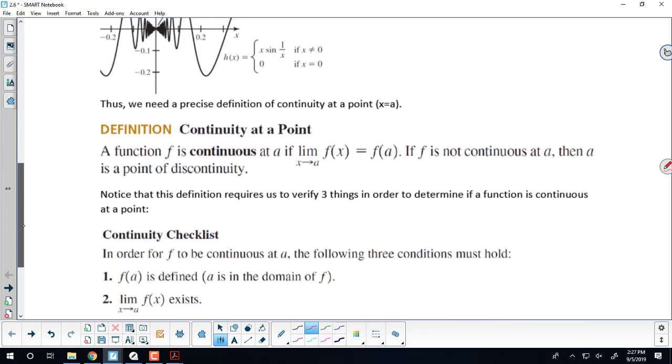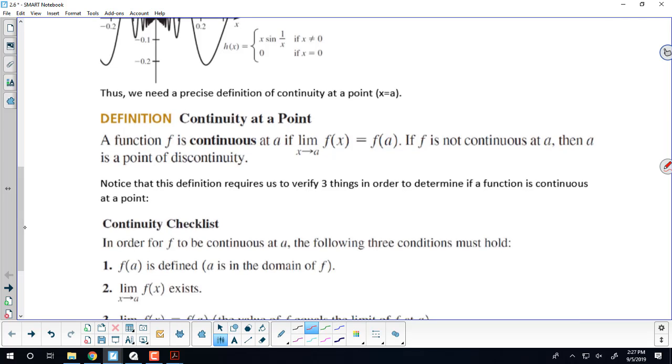So then we can say, well, let's more precisely define continuity. Here's our definition of continuity at a point. We say a function is continuous at an x value of a if the limit as x approaches a of f(x) is equal to f evaluated at a. In other words, does the limit equal the function value at that location? This is the definition of continuity, and notice it's defined in terms of a limit.